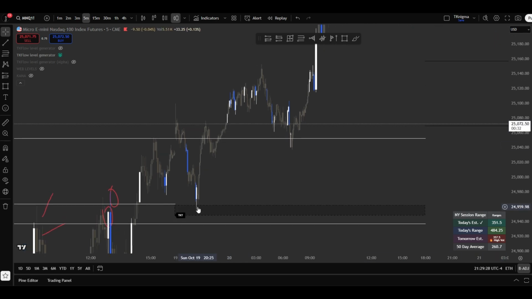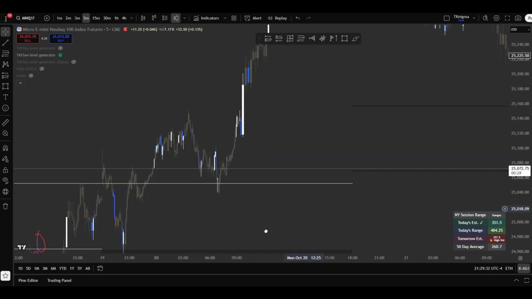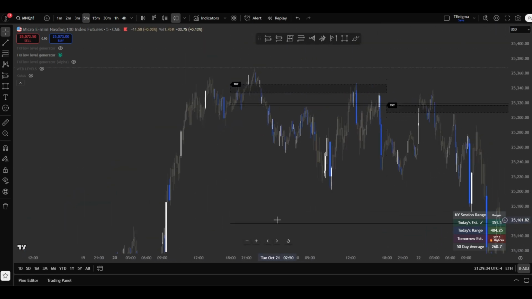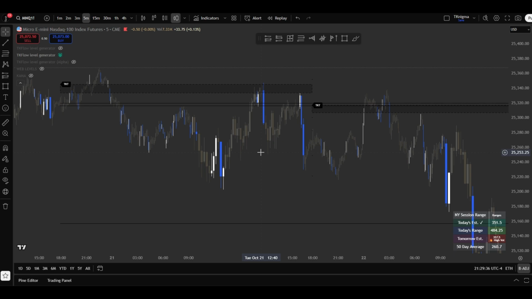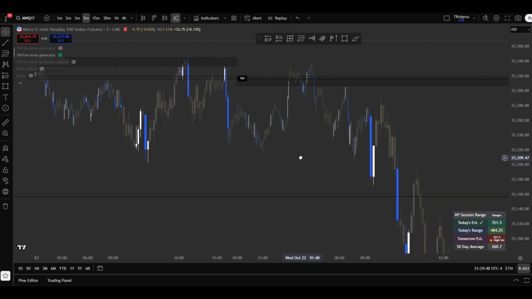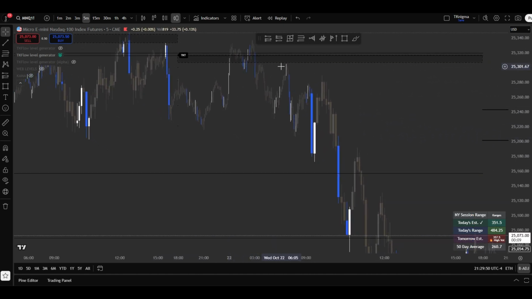Here you can see on Sunday during Asia, we came to TKT, and then the market just absolutely rallied. And then during Asia again, this is 12 a.m. on Tuesday, we saw TKT get hit again, and then the market sold off. Another chance was seen here.